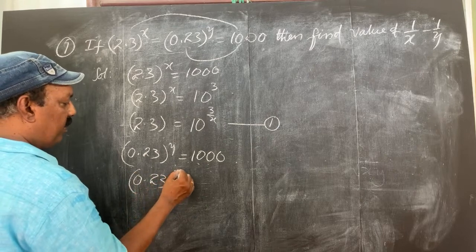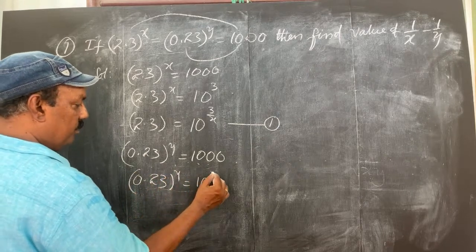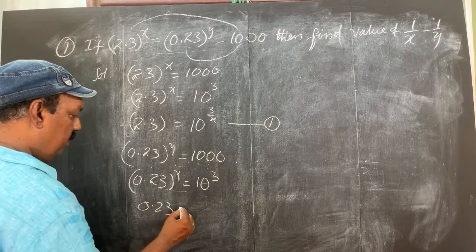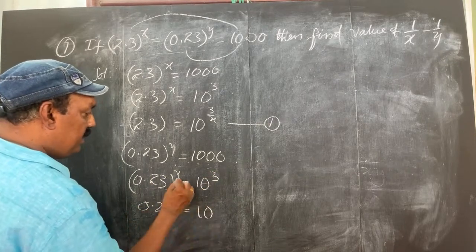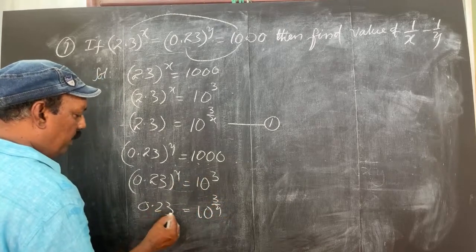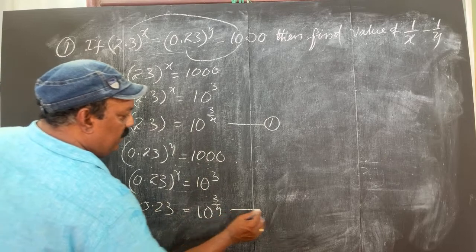0.23 to the power of y is equal to 10 cubed. Now 0.23 is equal to, sending this exponent to the other side, it becomes 3 by y. So 0.23 is equal to 10 to the power of 3 by y. This is equation 2.